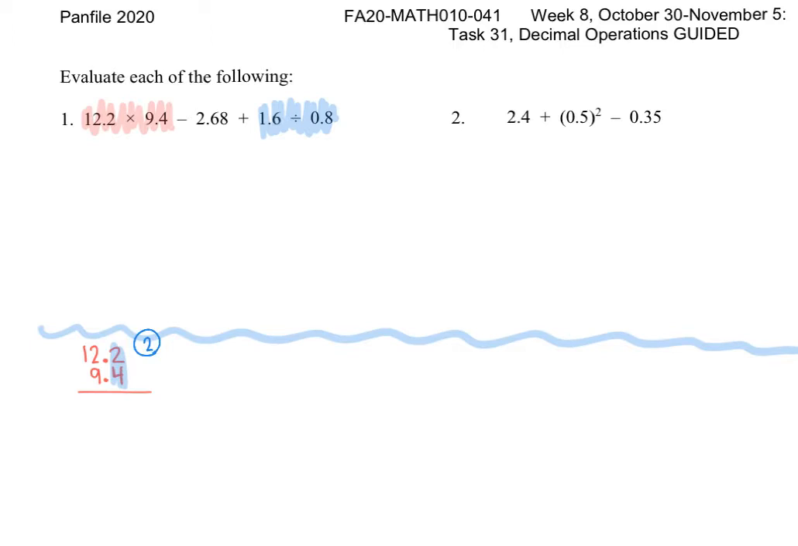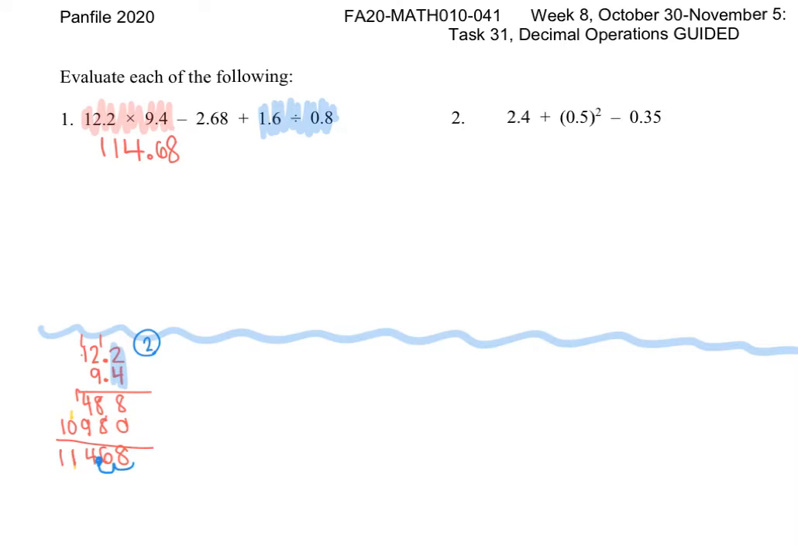So now when I go to multiply, I get 8, 4, 0, and I get 8, 16, 14, 1. I've got to change my color, sorry. And then I'm placing my decimal here and moving it in 2, so I'm going to get 114.68 for that red 12.2 times 9.4.